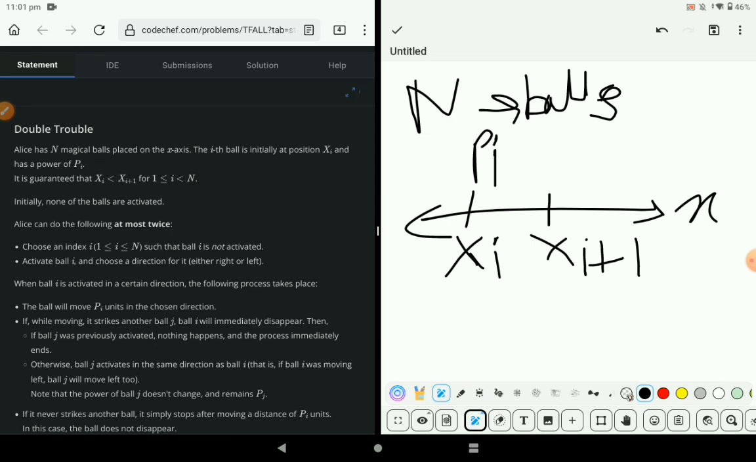And it is in the range of 1 to n. Is that clear? So basically Alice can do this at most twice. So we have to choose the index i in such a way that the ball at i is not activated.